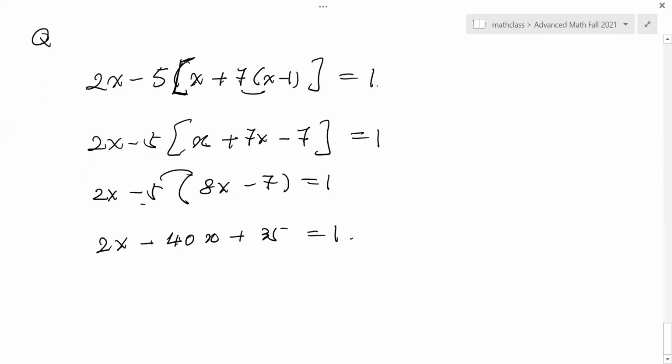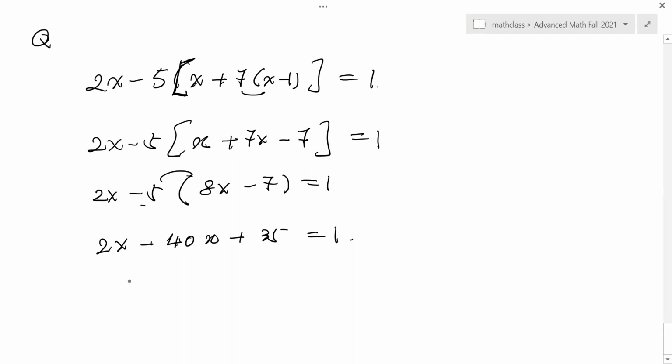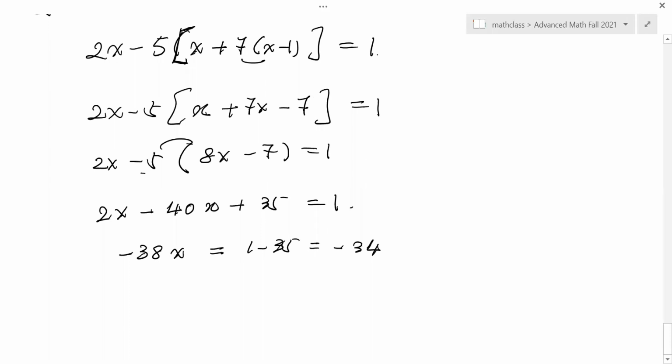Okay. Then 2x minus 40x is negative 38x. And you can move 35 to the right-hand side, it's negative 34. Then, right, it's not 36. I think 1 minus 35 is going to be negative 34. So x is going to be negative 34 over negative 38. Then you divide, both are even numbers, so it should be 17 over 19.